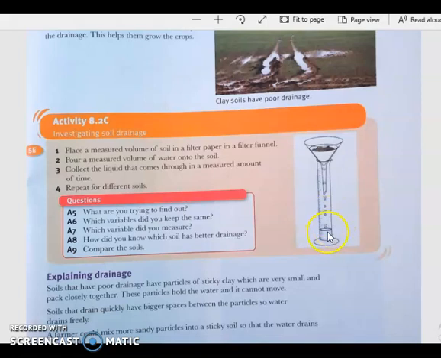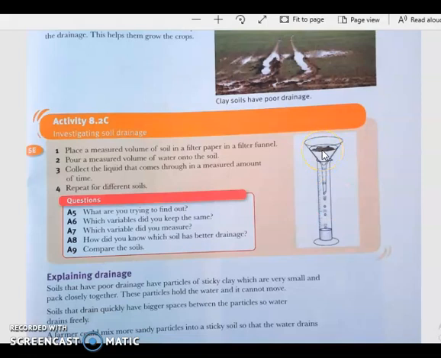We can analyze that if more water is collected, this particular soil has a good drainage system. If the amount of water collected is very low, the drainage system is very poor. If the particular soil has big air spaces, the water will drain very quickly. If the air spaces are very few, the water will drain very slowly.